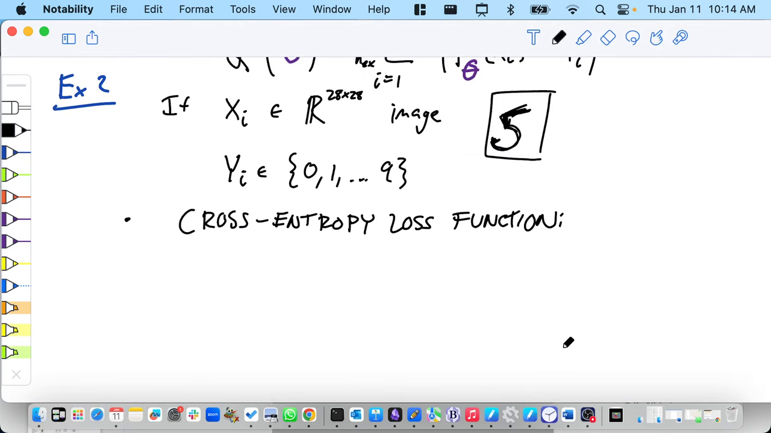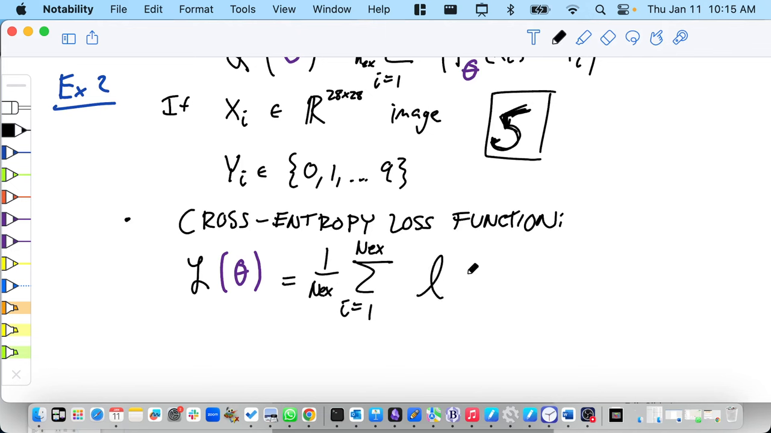And the cross entropy loss function, again, it's some loss function. You tell me the parameters and data, and I will just average this over all the examples. I will apply the loss function, let's call it lowercase l, between what you think the answer is, so f sub theta of x_i, and what the true thing is. You use this cross entropy loss function.